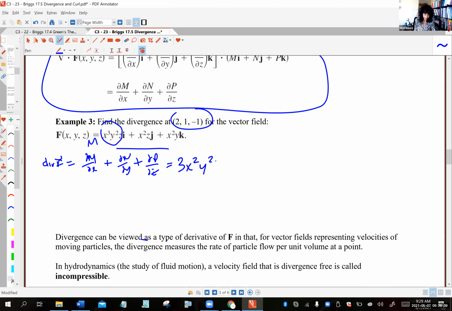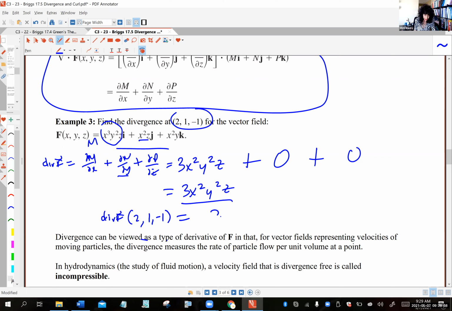Add that to dn dy. In this case, it's going to be 0. And then dp dz, oh, that's also 0. You don't always get that lucky, but so we just get this. Then if we evaluate the divergence of f at the point 2, 1, -1, you're just going to substitute, you know, and I get -12. Okay.